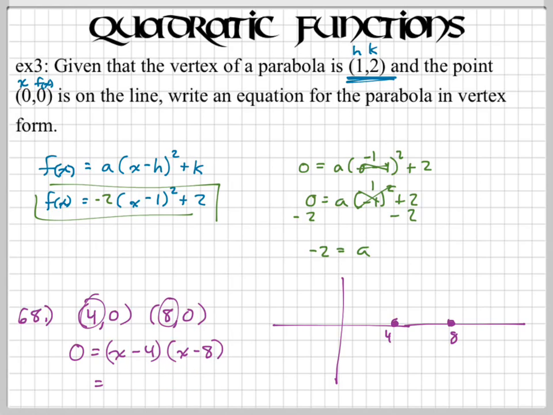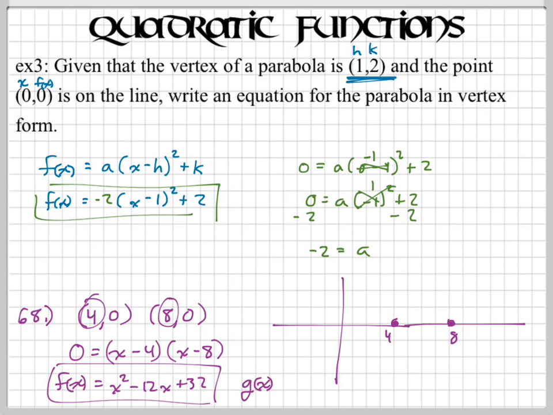When I multiply this out, I get x squared minus 12x plus 32. And then I can name my function f of x. So here's the positive one. How would I make it negative? You have to go like this. Let's do the negative one.